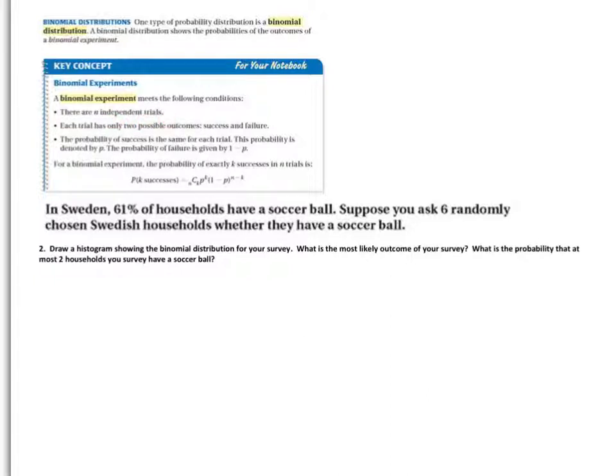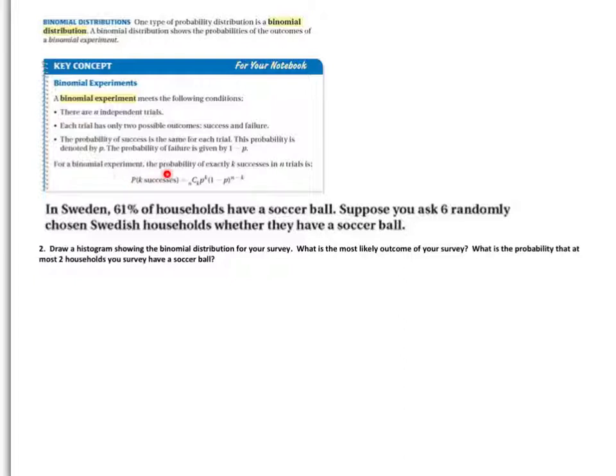What that means is it doesn't matter what happens on the first trial, it doesn't affect the second. Each trial has only two possible outcomes, success and failure. Okay? The probability of success is the same for each trial. This probability is denoted by p. The probability of failure is given by 1 minus p.